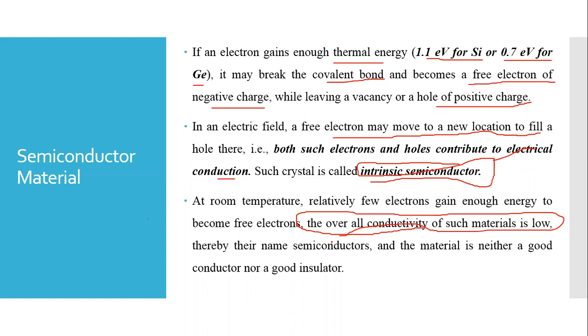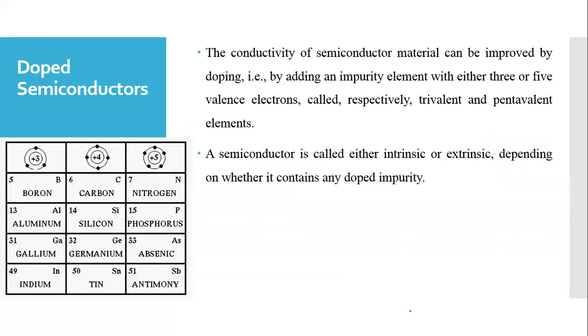If you want to increase the conductivity, you have to use some doping. Doping means you can use some trivalent and pentavalent atom. You can insert that atom into the intrinsic semiconductor and make it an extrinsic semiconductor in order to increase its conductivity. So here we have some semiconductor devices. You can see the list of semiconductor devices. But as I told you, more commonly we are using silicon as well as germanium. So conductivity can be improved by doping.